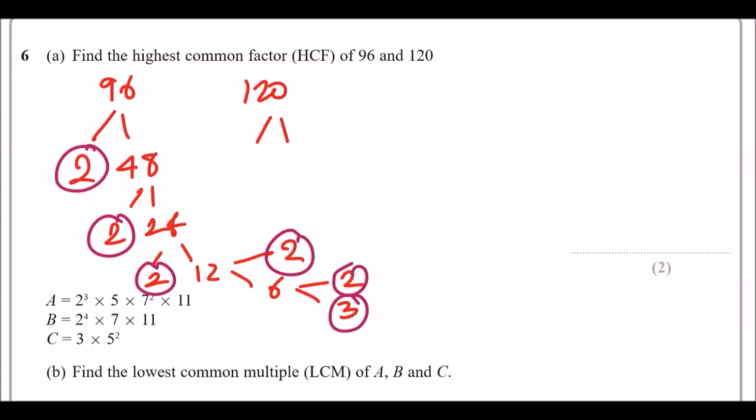Now, therefore 96 is going to be, how many 2's do we have? 1, 2, 3, 4, 5. So it'll be 2 to the power of 5 times 3. And then we do the same for 120.